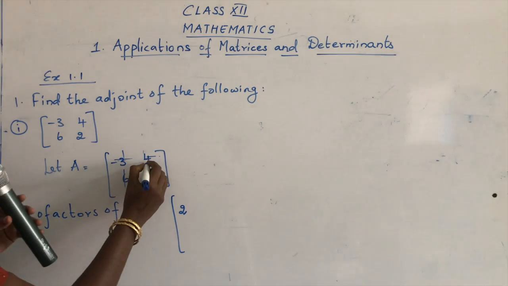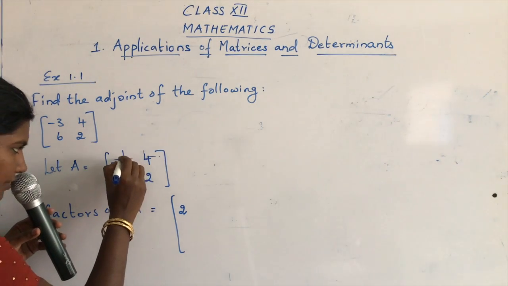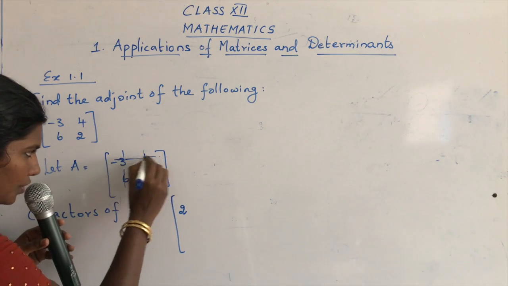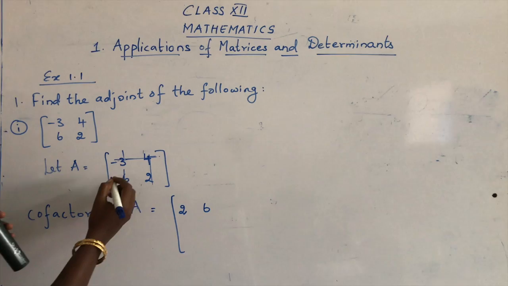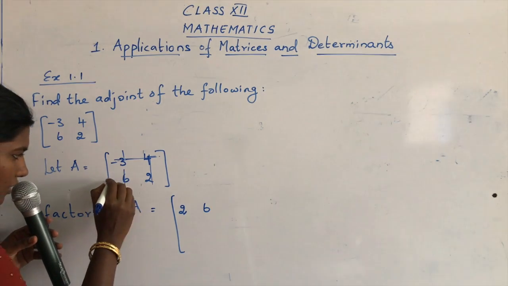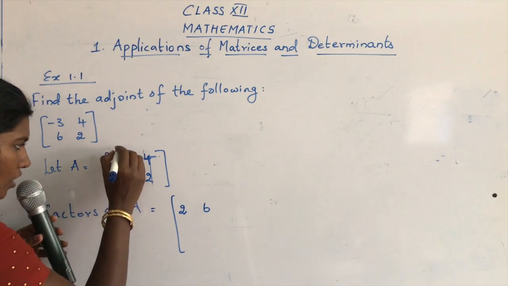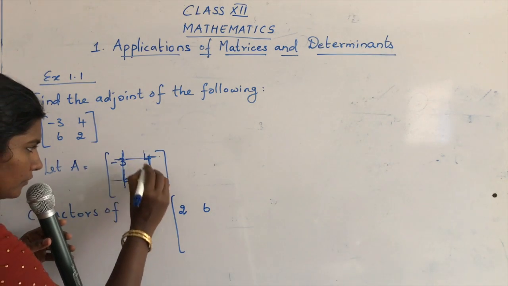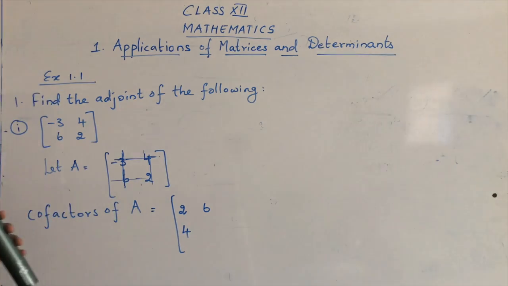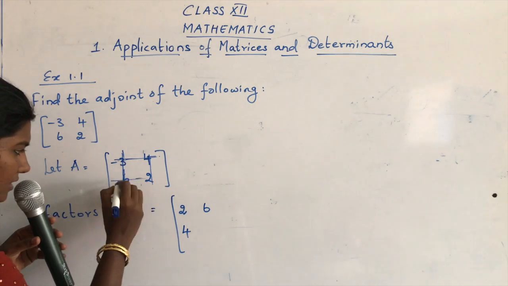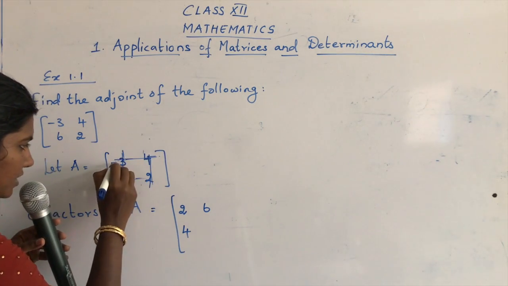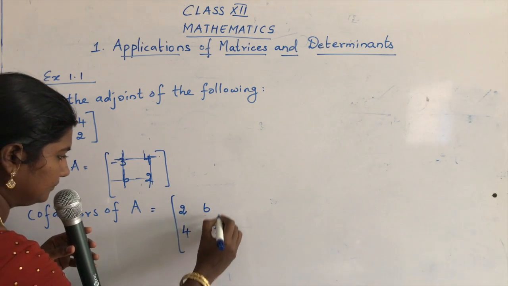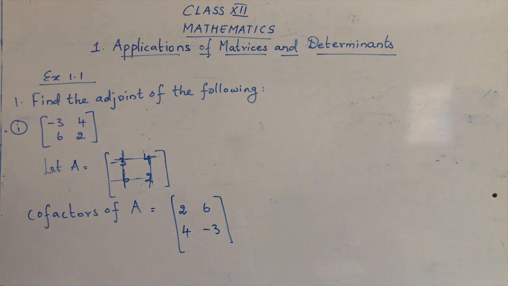Similarly, when you go for the next one, that is 4, eliminate that row, eliminate that column. So what is left now here? 6. Similarly, when you come for the third element, eliminate the row and eliminate the column. So what is left now? 4. Similarly, when you come for the fourth element, eliminate the row and eliminate the column. So what is left now here? Minus 3.